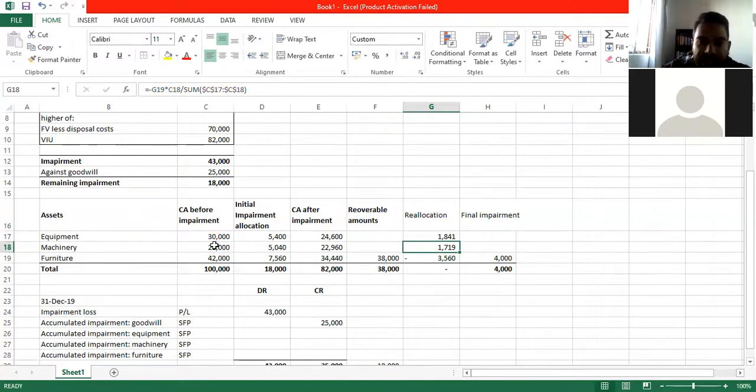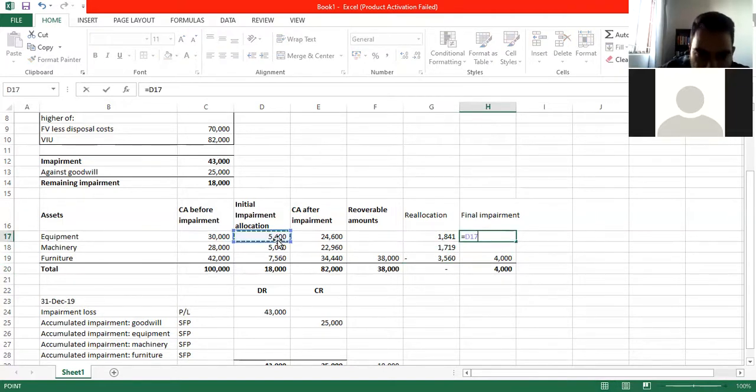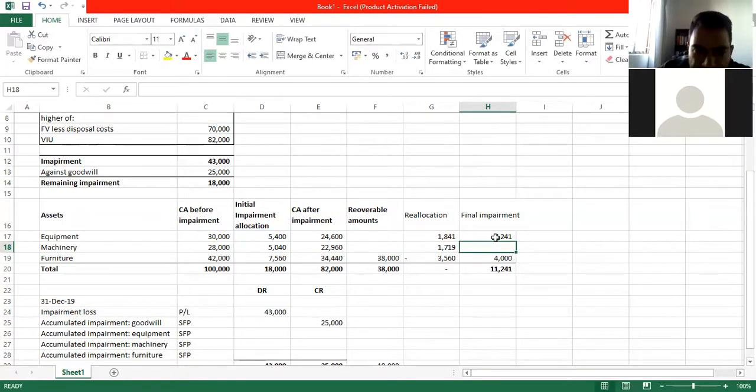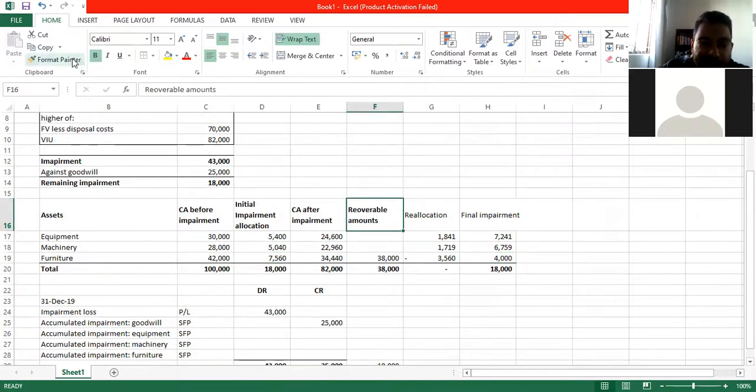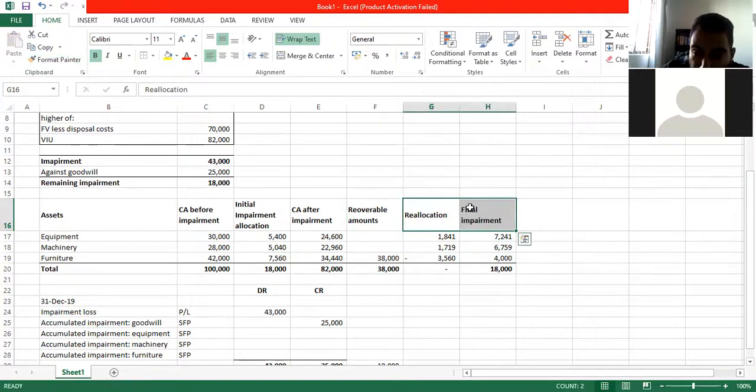In most cases, not always, like 90% or 95% of the time, that reallocation will end up being zero. So now what's going to happen? The final impairment will be the initial impairment plus reallocation. As you can see, equipment now is more than the initial impairment. The final impairment for machinery is also more than the initial. But for furniture, the final impairment is less than the initial. This is going to be a typical thing. That's why you want to make use of this table.